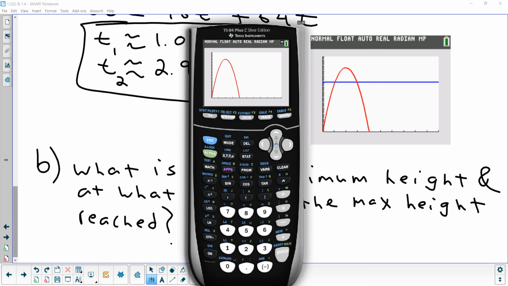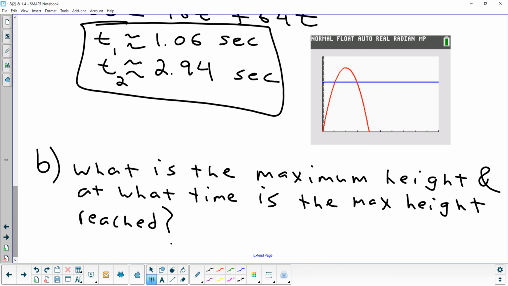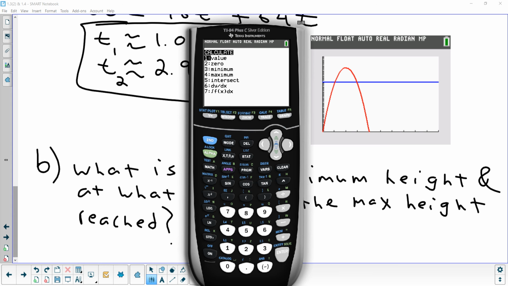If I do second calc, anybody have a guess which option I'm going to use this time to answer part B? Yep, maximum. So we're going to do option 4. And you may have to move your cursor a little bit to get it on the screen. Mine was off the screen. So we're going to pick a point that we know is somewhere to the left of the maximum. We're going to hit enter.